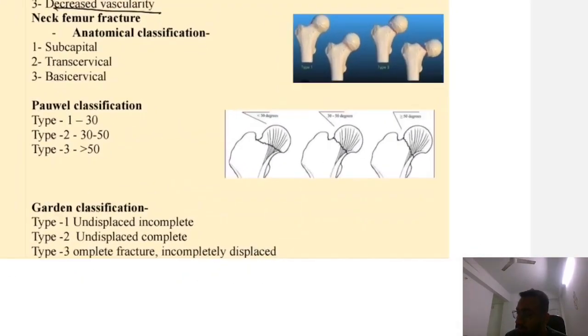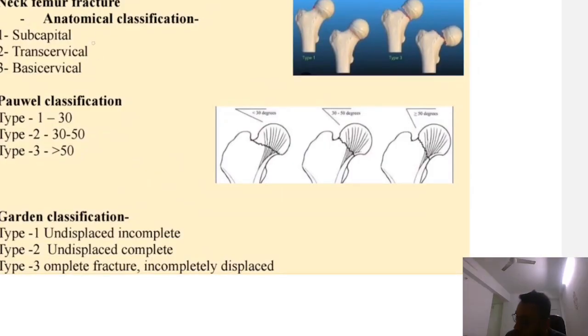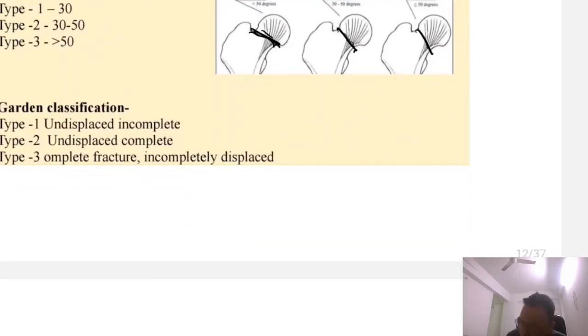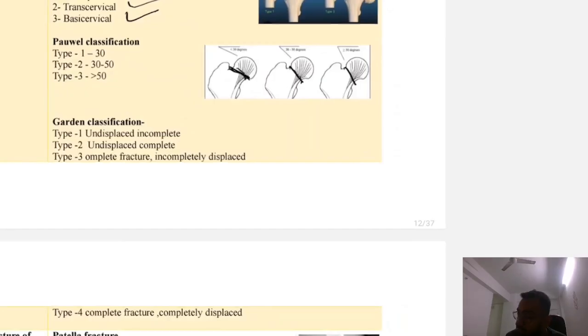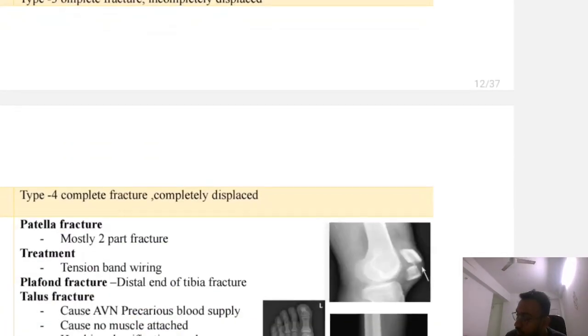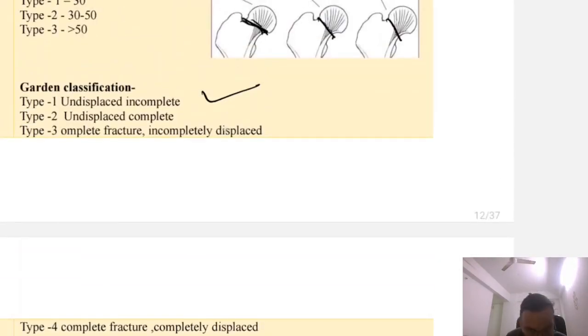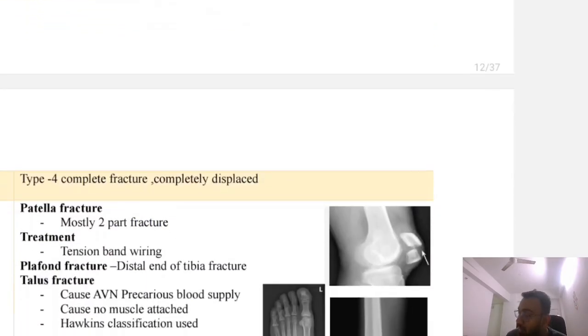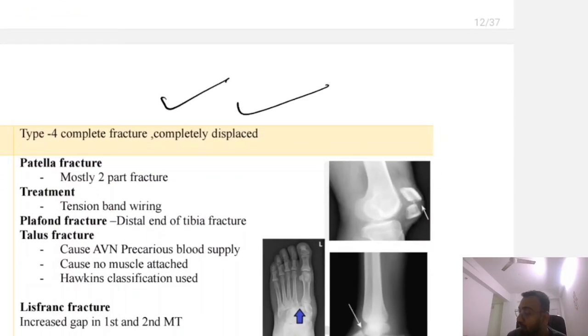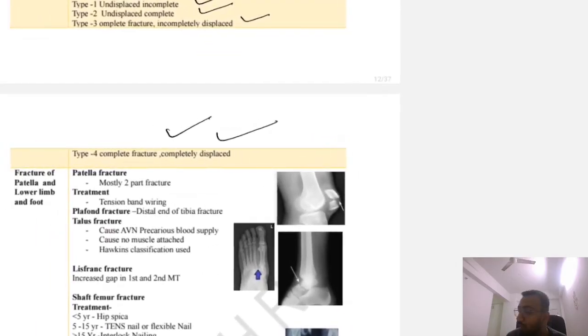So this is the anatomical classification of subcapital, transcervical, and basicervical neck of femur fracture, and we have Pauwels classification according to the fracture angle. Less than 30 degrees is type 1, then 50 degrees type 2, then greater than 50 degrees type 3. Then Garden classification. Type 1 is undisplaced and incomplete, type 2 is undisplaced and complete, type 3 is complete fracture with incomplete displacement, and type 4 is completely fractured and completely displaced. So these are the classifications for neck femur fracture.